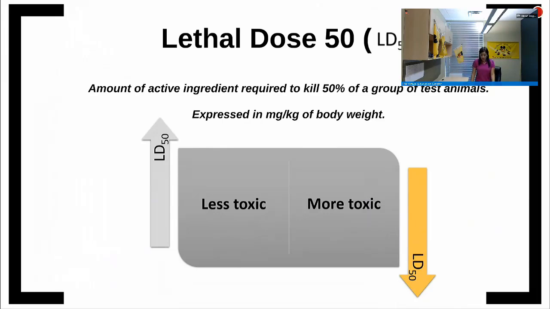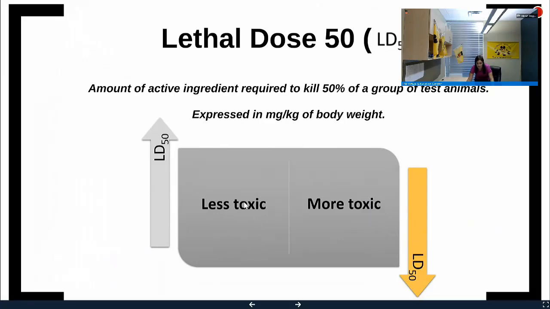We also, according to the World Health Organization, use the oral lethal dose 50 to categorize a pesticide. If it's higher, the toxicity is lower. Okay? So, when you're looking at the label of a pesticide, if you see higher numbers for LD50, so 1 kilo, 5 kilos, so 5,000 milligrams is the lethal dose, that means that they are less toxic.